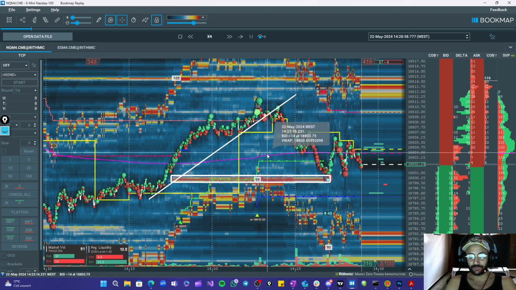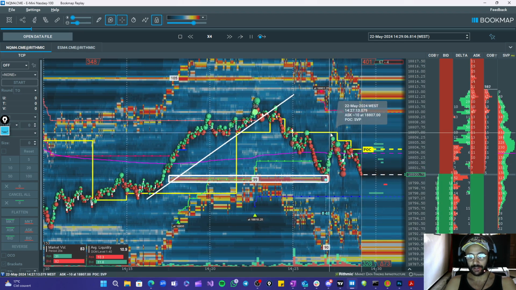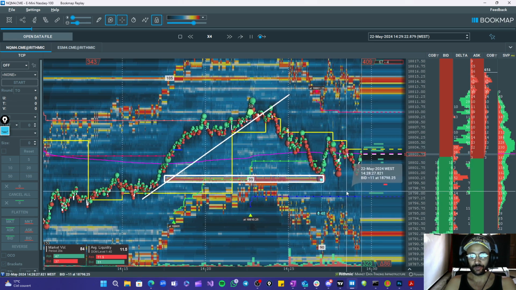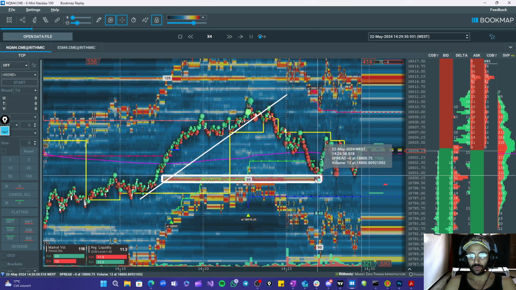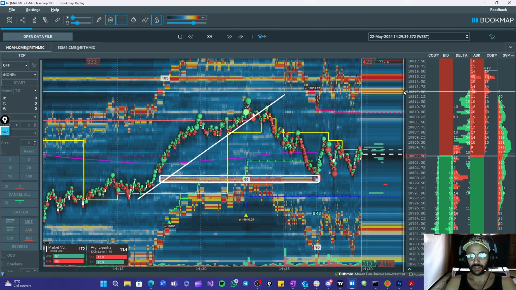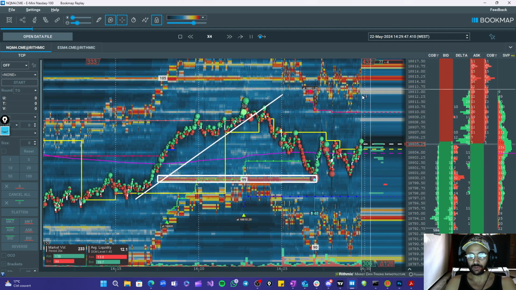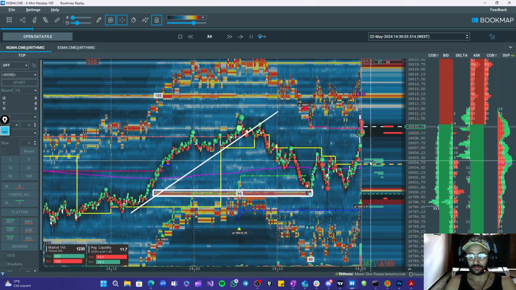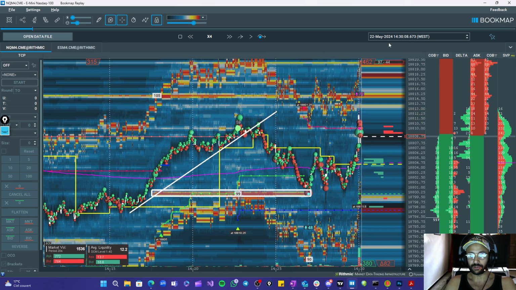This line is VWAP, and this line is POC, the points of control. So normally we took the liquidity here, so now we will look for this liquidity. I guess that we will look for this liquidity. Yeah, now the market has opened.